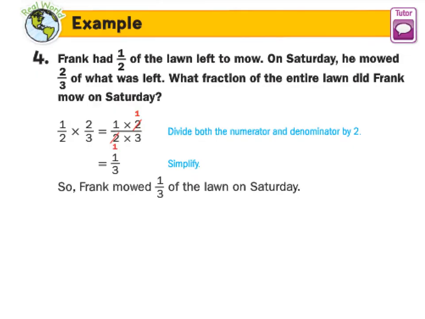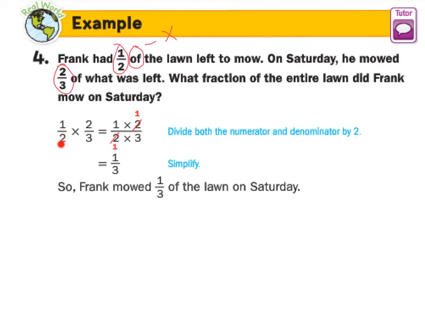So let's take a look at a story problem. Frank had 1/2 of, so this is important information, of tells me I'm going to multiply, of the lawn left to mow. On Saturday, he mowed 2/3 of what was left. What fraction of the entire lawn did Frank mow?